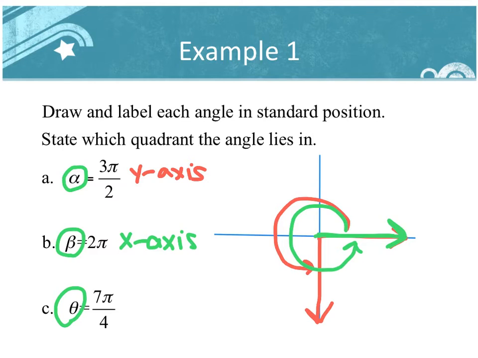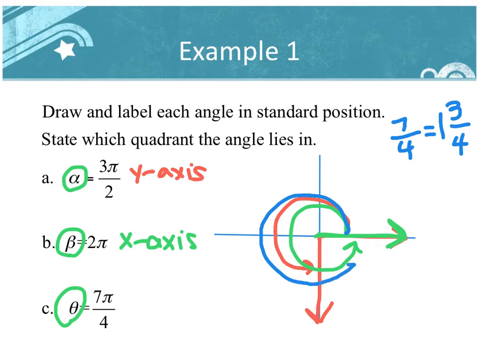And then the last one, 7 pi over 4. That's not one of the ones we talked about, okay? What is 7 over 4 in mixed number form? 1 and 3/4. We said 1 pi would be here, 1.5 would take me here, and 2 is too far, which means it's halfway between 1.5 and 2, or here. What quadrant is that? Fourth.